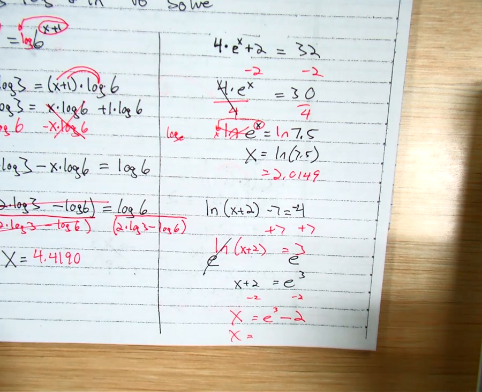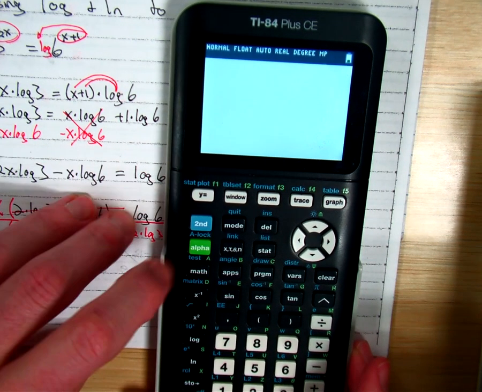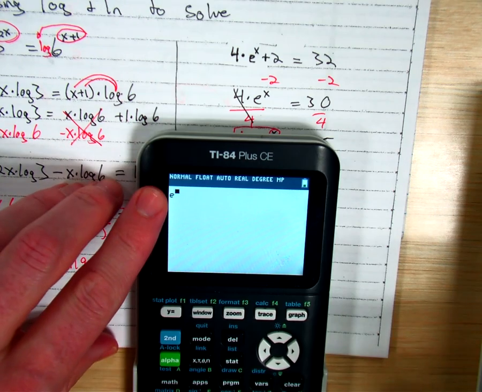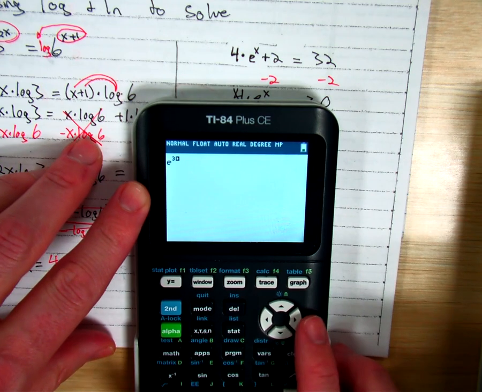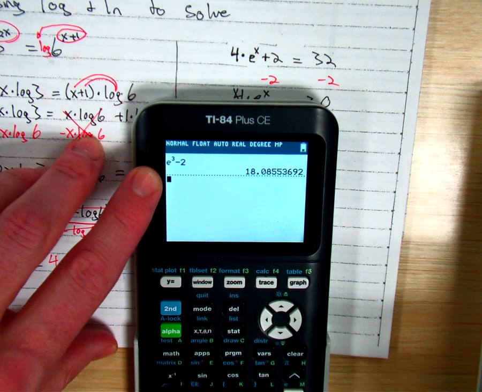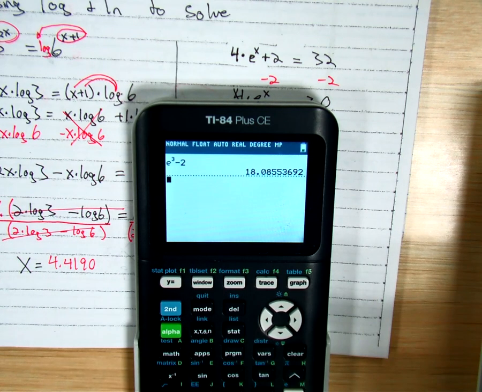Okay, e and natural log are related, so they share a button. It's going to be second natural log. To get to e, we had e to the third, and then arrow out to get back down to the ground, minus 2, enter. 18.0855.